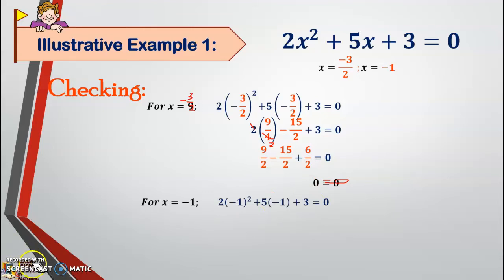Sir, where did you get the 6 over 2? I used it so that they can have the same denominator. But you can actually get rid of the denominator by multiplying by 2. Here we simply substituted negative 1. So 2 times negative 1 squared plus 5 times negative 1 plus 3 equal to 0. So 2 minus 5 plus 3 is basically 0.